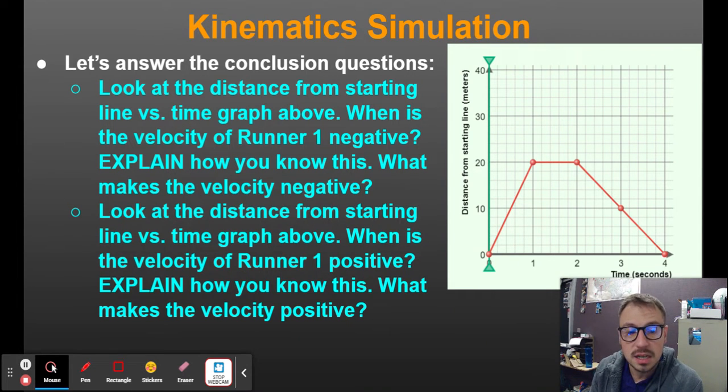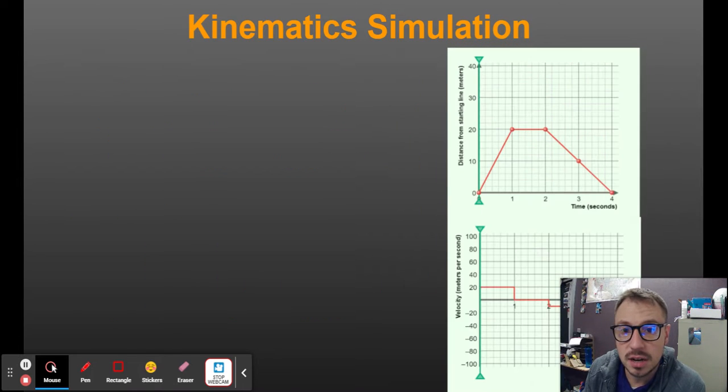Now, what makes the velocity positive or negative? That's going to be the direction. When the runner is running to the right, to the positive side, the other runners are moving to the left. Where the line is horizontal, the velocity is going to be zero. That runner is at rest.